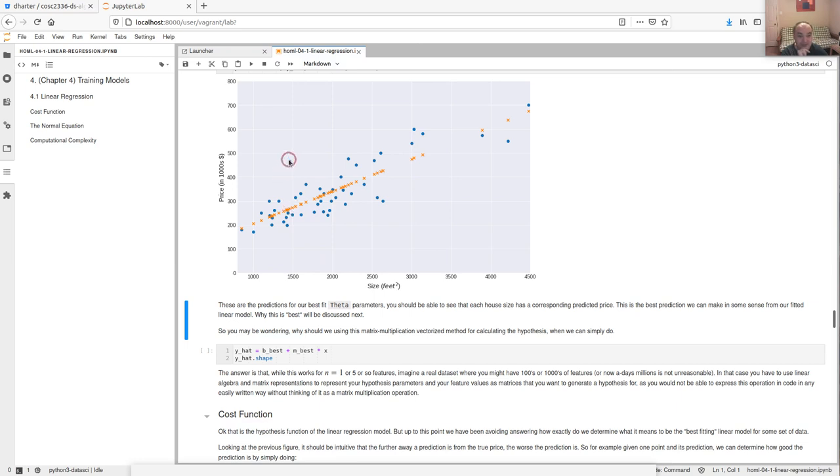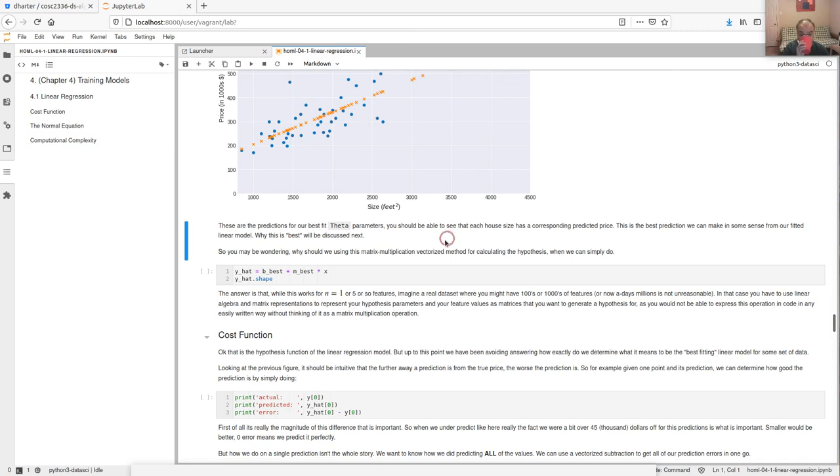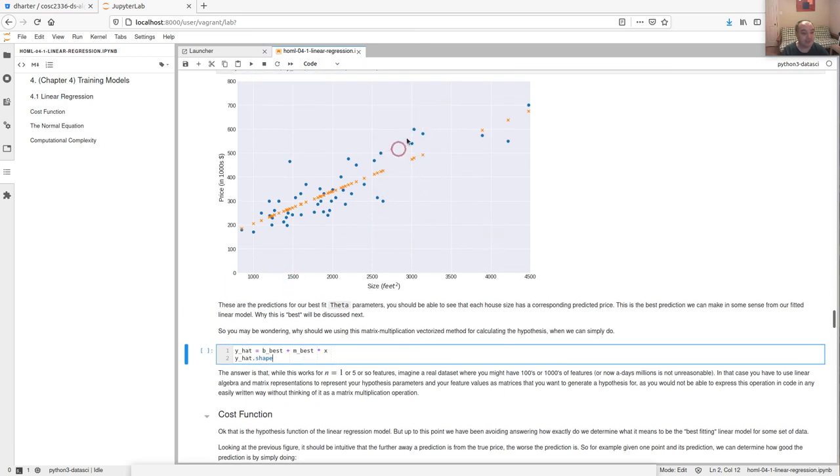Notice this really small house is really expensive, almost $500,000, and we predict down here at about half the price. And of course our best ones, some of these were almost right on the line, so we have almost zero error. If you understand that, it tells you how I can answer how good an individual prediction was. It's basically the magnitude of the difference, how far away my prediction was from the true price. That's how much of an error you had there.